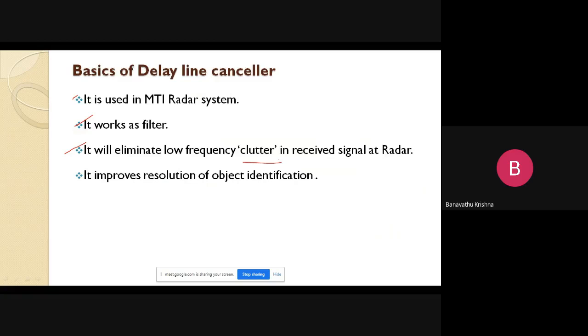Because of the delay line canceller, it improves the resolution for the identification of the target, or nothing but the object. Usually we have an MTI radar system in which we connect the delay line canceller just before the display, and by having this we have the improved resolution. This is the basic information of the delay line canceller.